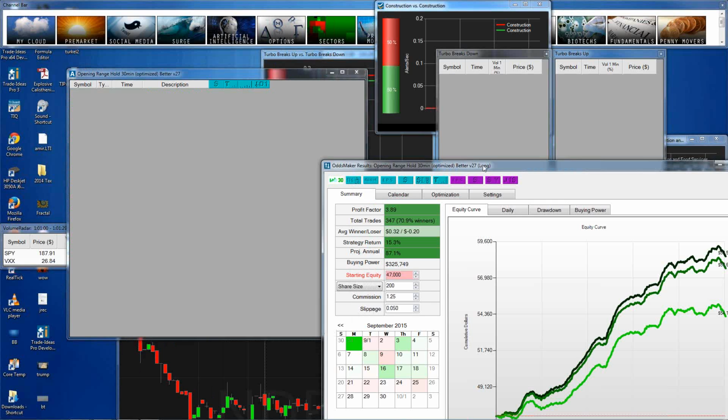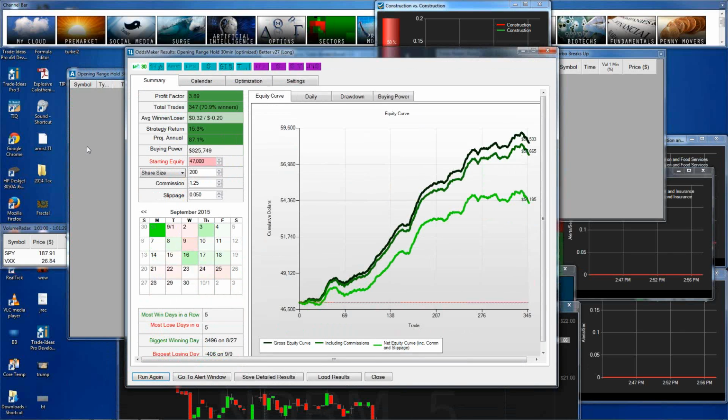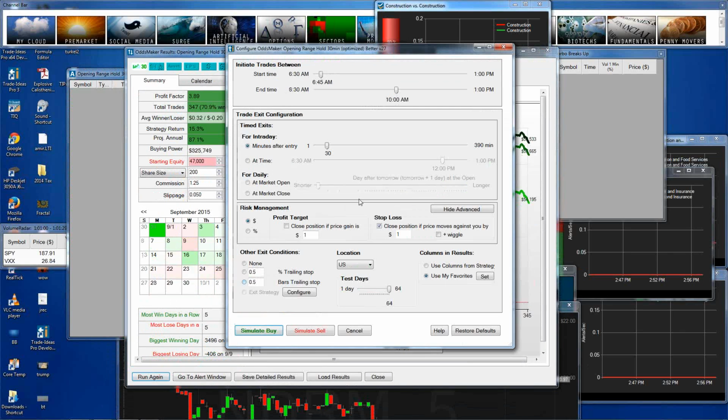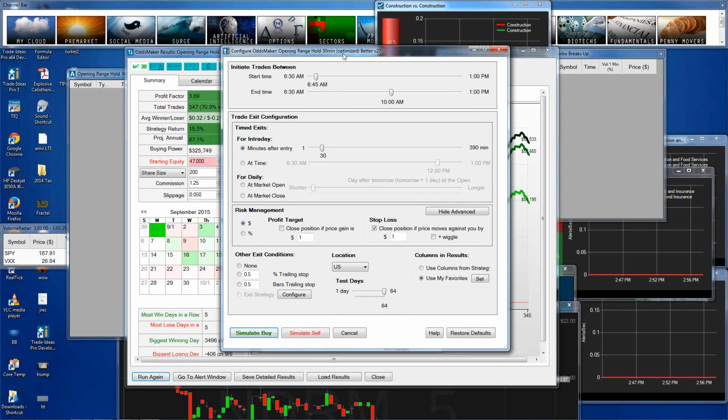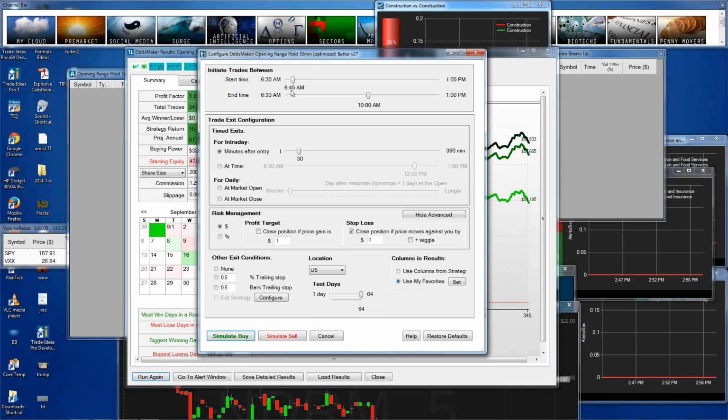So the oddsmaker works in conjunction with that history and allows us to simply attach a rule set to that history. In this case, I'm saying I don't want to backtest the opening 15 minutes. I want to sit out the first 15 minutes. And then from 6:45 a.m. to 10 a.m., the first occurrence of each symbol will be folded into the backtest results. Then we've got it set up for an intraday hold time of simply 30 minutes, and we're using a stop loss across the board of just a flat buck.